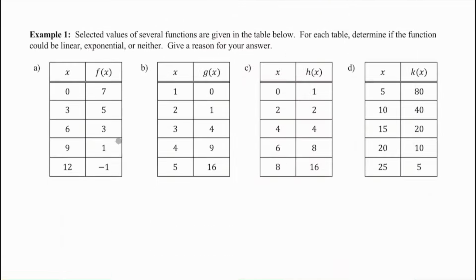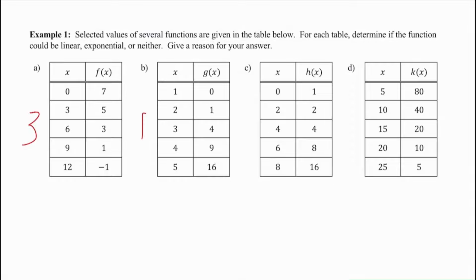Now we're on to example 1. Selected values of several functions are given in the table below. For each table, determine if the function could be linear, exponential, or neither, and give a reason for your answer. So we just look at all of these. All of these should have equal length intervals. As we can see here, this goes up by 3 each time, and we're only talking about the x values.